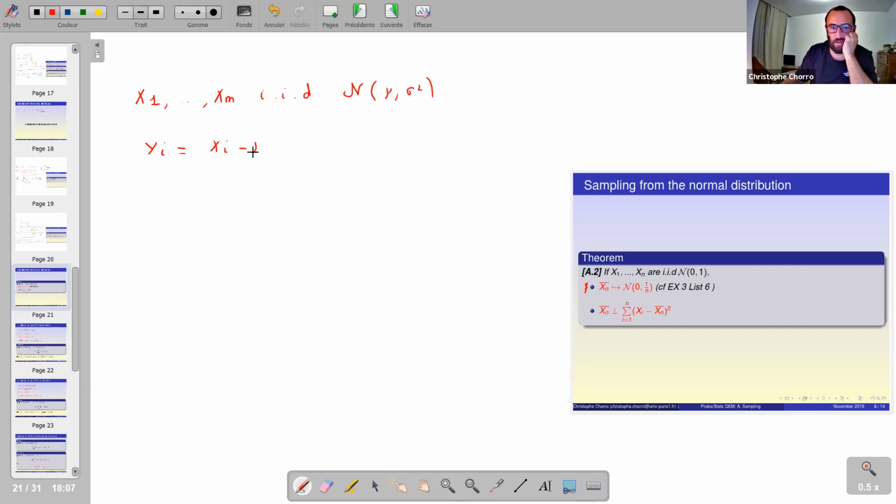Yi equals xi minus mu, to be centered, divided by sigma, in order to be with variance 1. So yi follows the N(0,1), and y1, ..., yn are independent because they are functions of xi and the xi are independent. So it means that I can apply this result to the y.